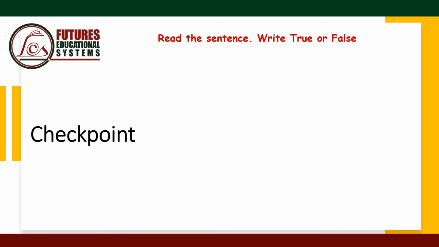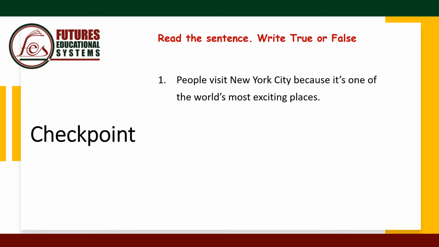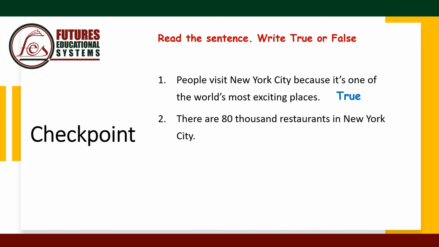Read the sentence, write true or false. Number 1. People visit New York City because it's one of the world's most exciting places. Yes, this is true, and we read about this in the brochure. Number 2. There are 80,000 restaurants in New York City. Remember the number? No, this is not correct. This is not the correct number.